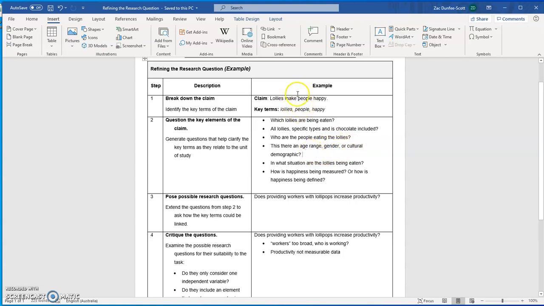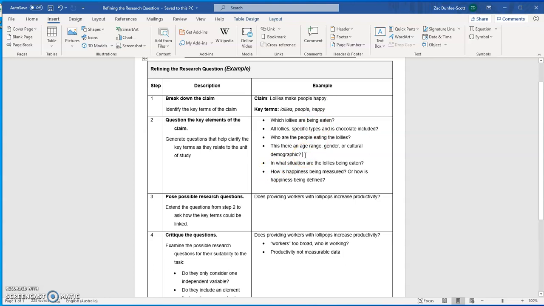So rather than saying makes people happy, are we saying lollies make teenagers in Australia happy? See how I've just right there narrowed that down? People into teenagers within Australia. You can even go further than that. That's still very, very broad. So which people are we talking about here? The next thing is, in which situation are these lollies being eaten?